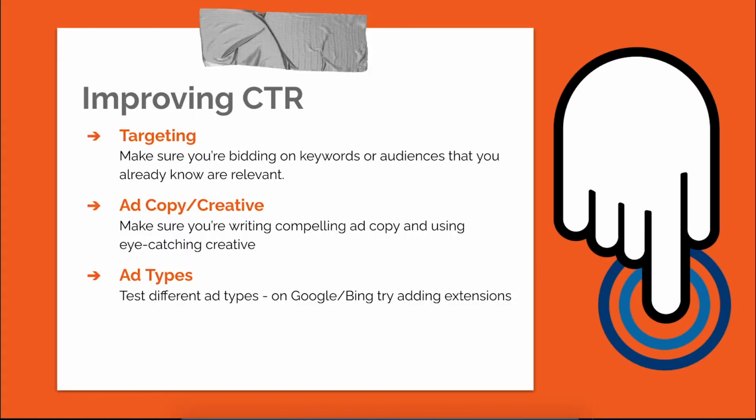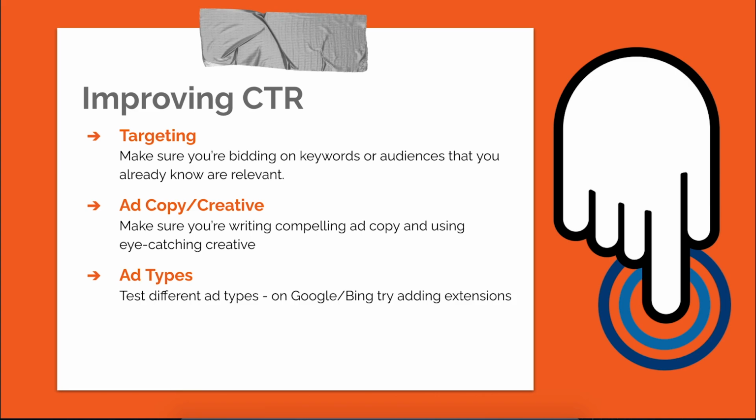Now, how can we improve our click-through rate? There's a few different ways we can improve it. First off, targeting. We want to make sure that we're bidding on keywords or audiences that we already know are relevant, right? So we need to make sure that we are targeting the correct and the right keywords or audiences, not just any keyword or audience that can get clicks. Next, ad copy and creative. We want to be testing a bunch of different ad copy and creative variations and expand on the ones that we see are working best, right? So make sure that you're writing compelling ad copy and that you're using eye-catching creative.